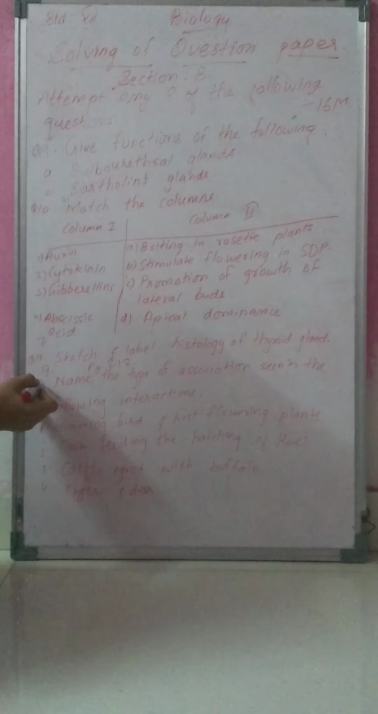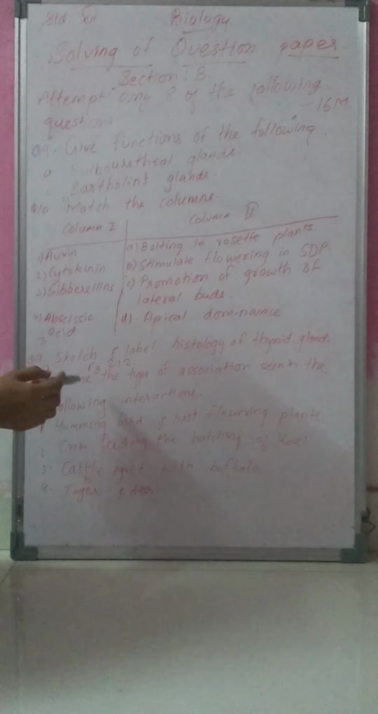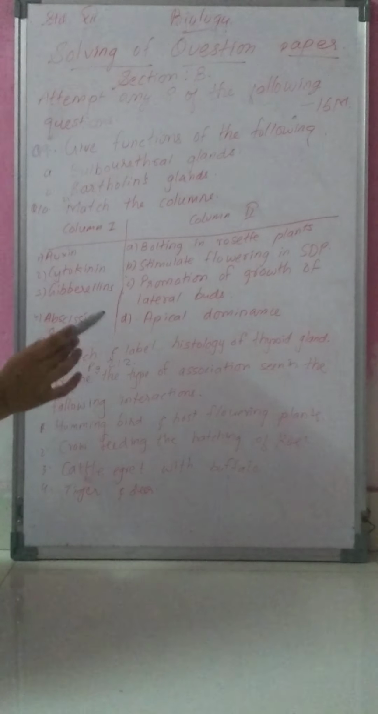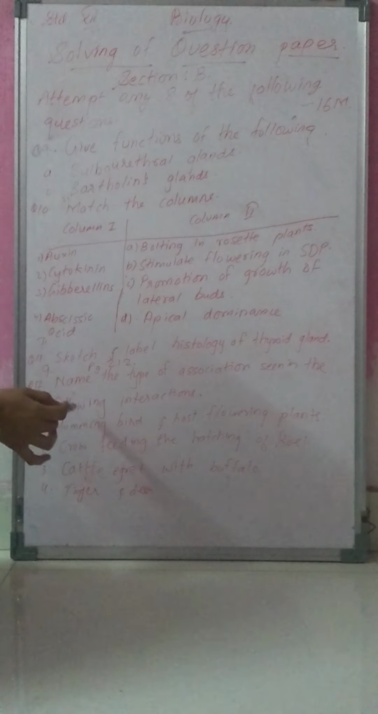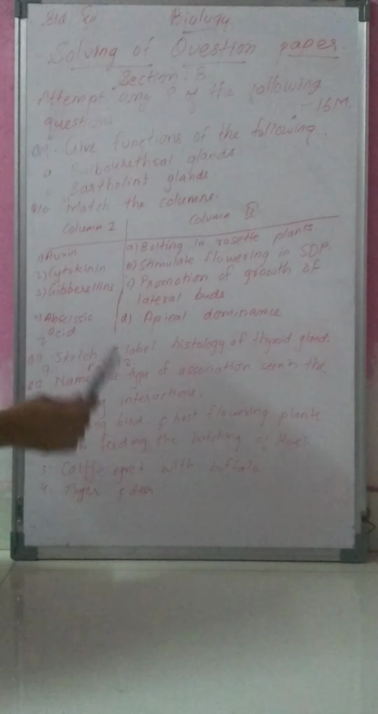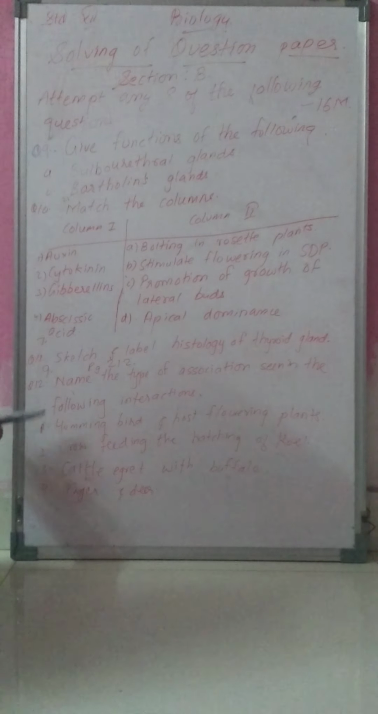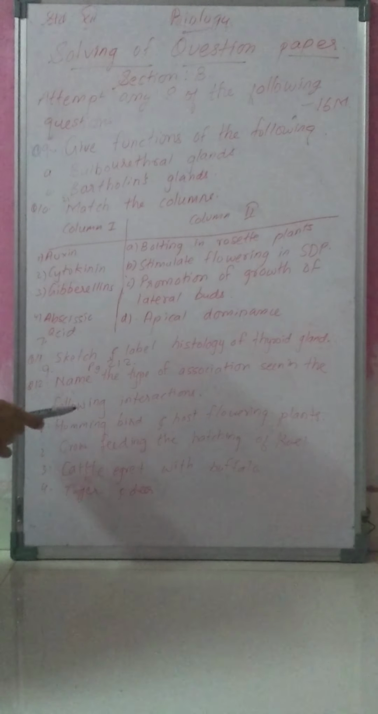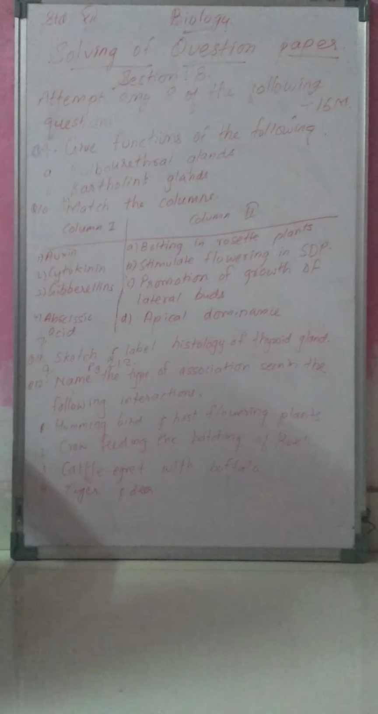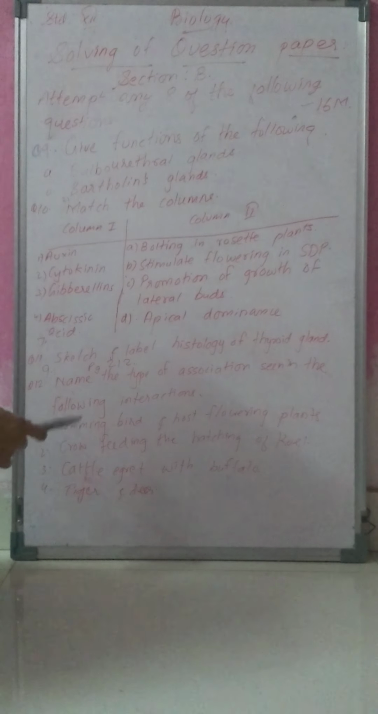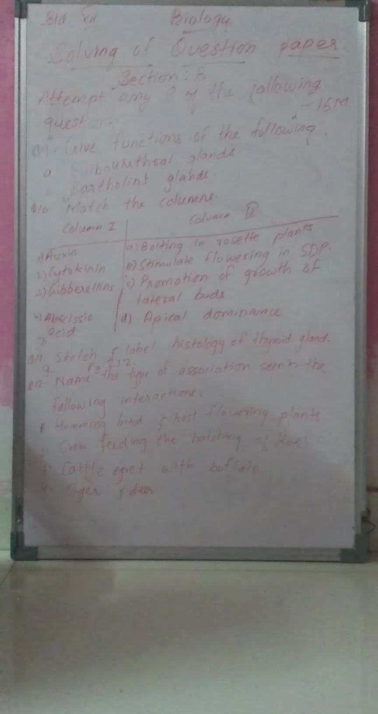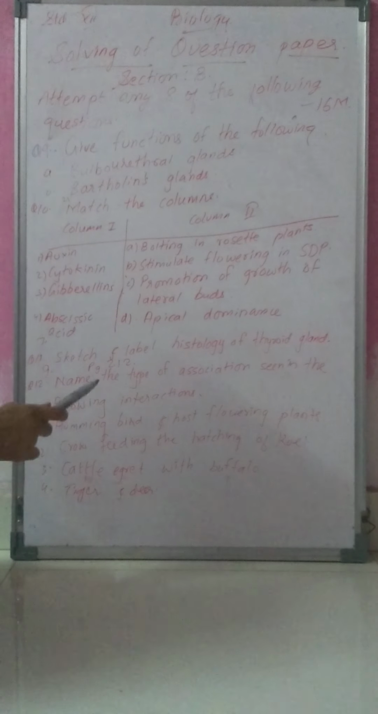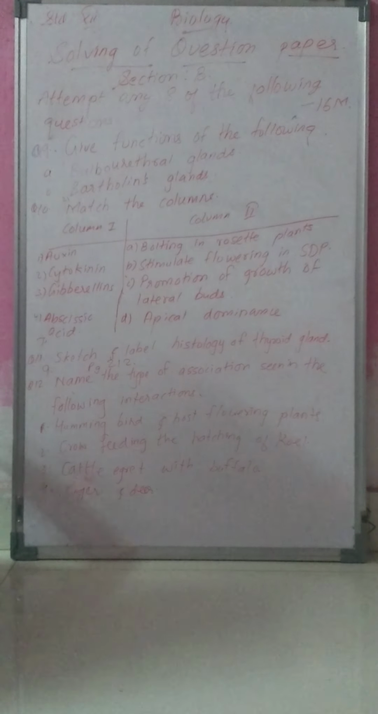Then next question is question number 12. Question number 12 is name the type of association seen in the following interactions. Now 4 interactions are present. First is hummingbird and host flowering plant. Second is crow feeding and hatching of quail. Third is cattle egret with buffalo. And the last is tiger and deer.